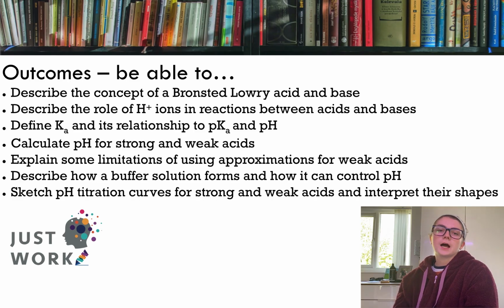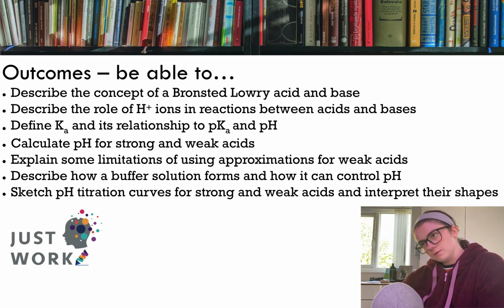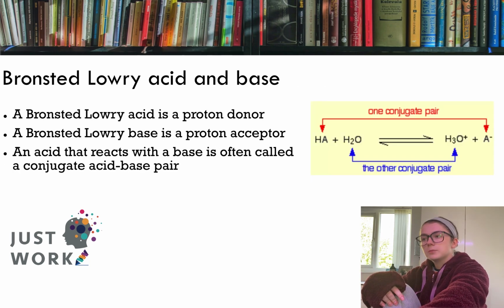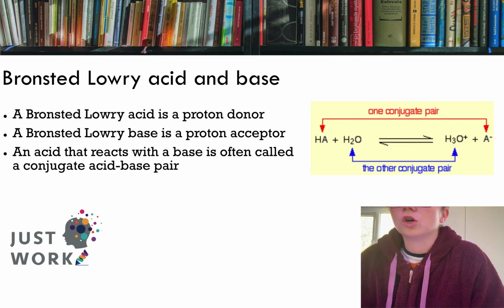The outcomes for this session are to extend our knowledge from the AS spec and describe the concept of a Bronsted-Lowry acid and base, to describe the role of hydrogen ions in reactions between acids and bases, to define the Ka and its relationship to pKa and the pH, to calculate pH for strong and weak acids, to explain some limitations of using approximations, and to describe how a buffer solution forms and how it can control pH. We also are going to be looking at sketching pH titration curves for strong and weak acids and interpreting their shape. So let's dive straight in because there's a lot to cover.